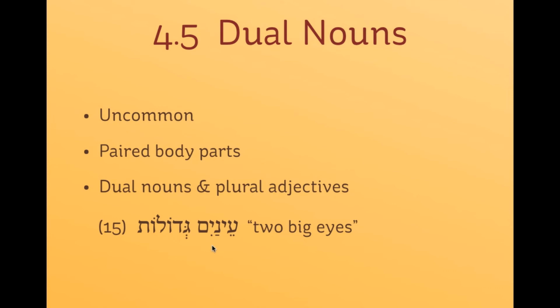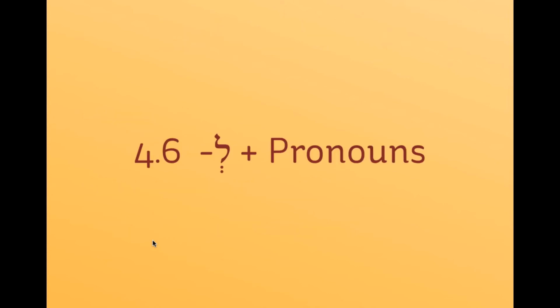Now, a fun fact about these dual endings for the paired body parts is every single paired body part that has a dual ending is a feminine noun. So that's why you have einayim gedolot. So they're going to be marked as feminine on the back of the flashcards. Again, nothing that you need to memorize, but something that could be helpful to be aware of.